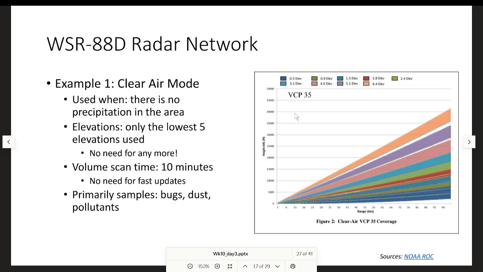I have a friend that's doing a project for his master's thesis in Houston, Texas, and he's sampling air pollution out there, which apparently is pretty significant, and seeing if it can contribute to storm formation. But yeah, radars can pick up bugs, dust, and pollutants. It can also pick up cars and stuff like that. So that's usually what's picked up when you're in clear air mode.